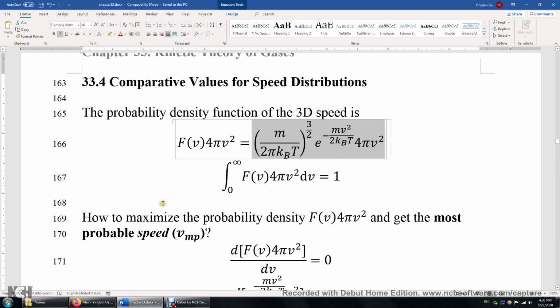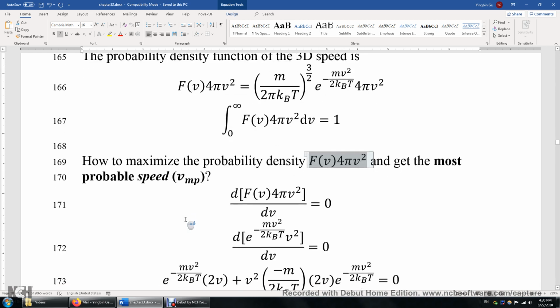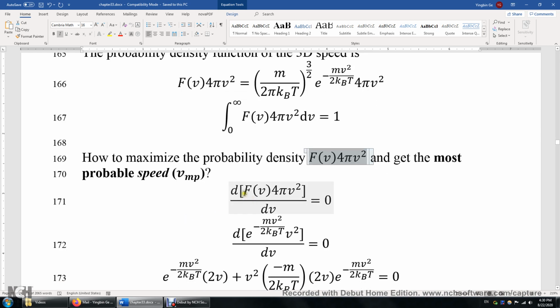Now, how can we maximize the probability density function, this function, and get the most probable speed? It's very simple. To maximize or minimize a function with respect to a variable, you simply take its derivative with respect to that variable and set it to 0. So we just need to solve this equation. How do we solve this equation?